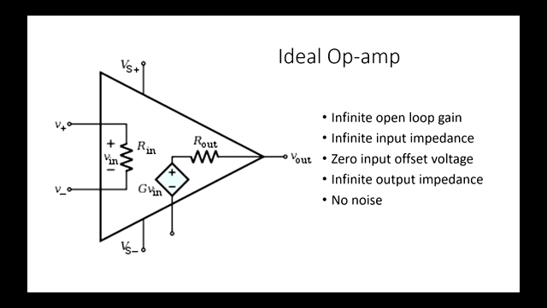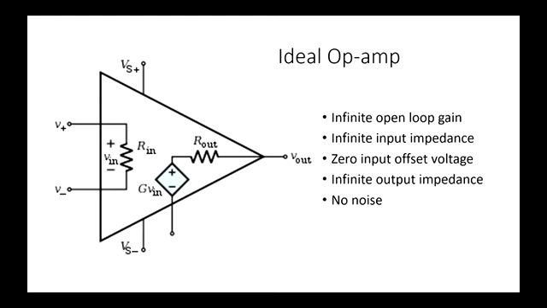The ideal op-amp will have an infinite open loop gain. AOL, in our case, from the previous equation, will be extremely high. The op-amp will have an infinite input impedance. This means the current going through the V plus and V minus pins will be 0. There will be 0 input offset voltage. This means the voltage at the non-inverting input and the inverting input of the op-amp will be the same. Essentially, the 2 pins will be at the same potential and there will be no current going through them.